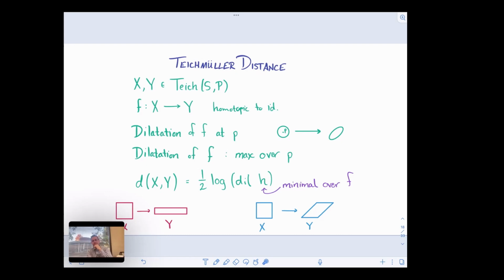All right. Any questions on the distance? You're basically seeing how much you have to stretch to get from one complex structure to the other. There's a really confusing thing. I'll explain my confusion in a sec on the next slide, but it's a really funny thing.